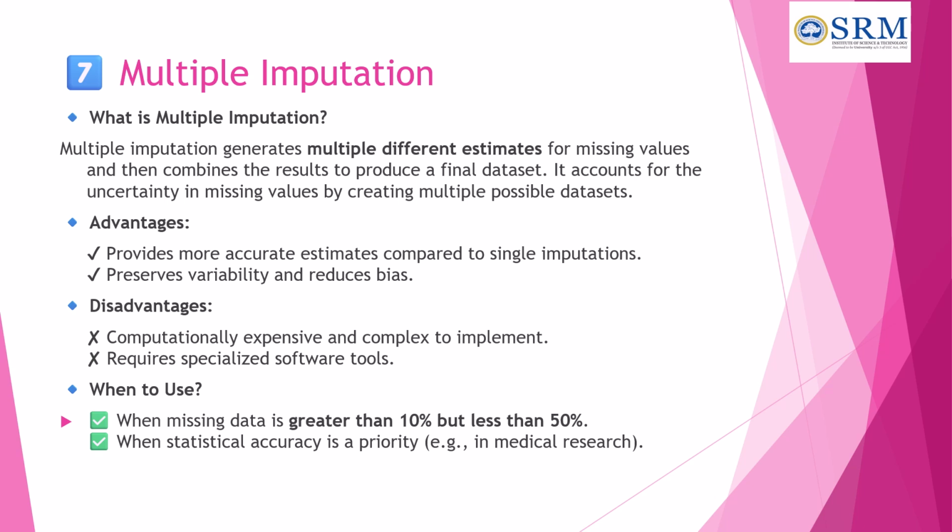Multiple imputation is especially useful when a significant portion of data is missing, between 10% and 50%, and when high accuracy is needed, such as in medical or scientific studies.